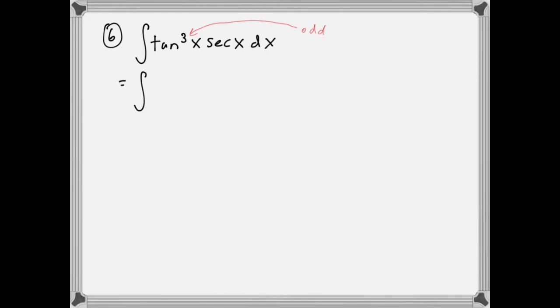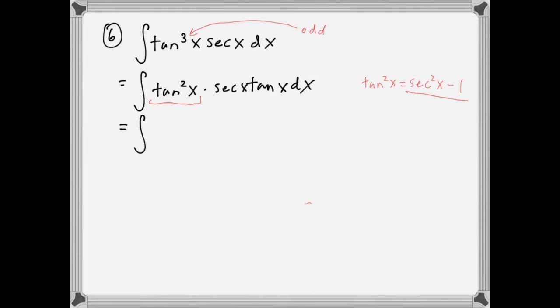So this is going to equal, peel off a secant and a tangent. So we're left with 2 tangents here, right? And then I have a secant x tan x dx, right? Now we're going to use the Pythagorean identity, right? We know that tan squared x is equal to secant squared x minus 1. So this is going to replace this, right? We know we need to convert it to secants. So this is equal to the integral of secant squared x minus 1 times secant x tan x dx.